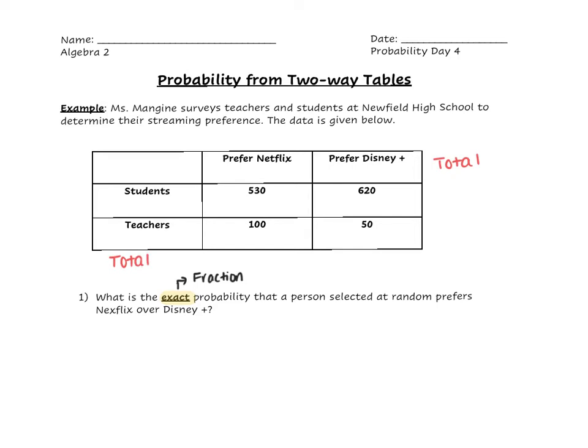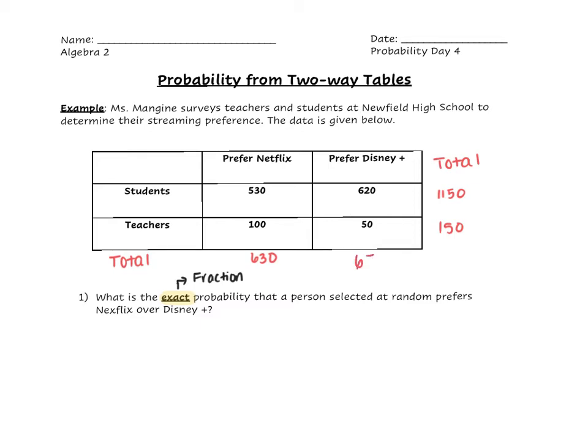and total here. So if we add up the number of students that prefer Netflix and Disney Plus, we will get the total number of students. So 530 plus 620 gives us 1,150 students. Then if we add up the teachers, 100 plus 50, that gives me 150.